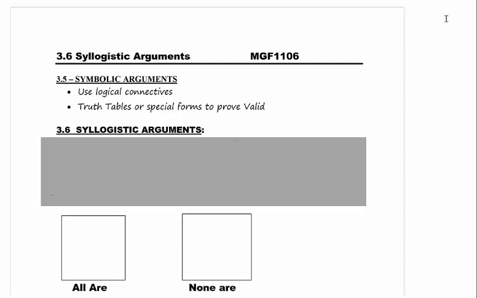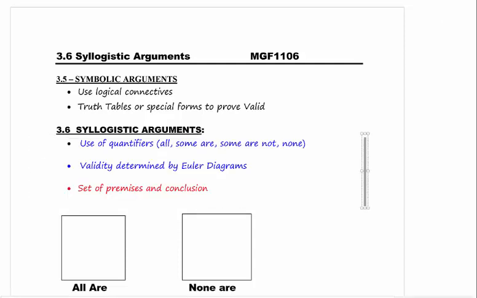In 3.6, we are dealing with syllogistic arguments. And in this piece, we're going to use quantifiers. So remember back to 3.1. Quantifiers are our words all, some, are not, and none. We will prove the validity by Euler diagrams.